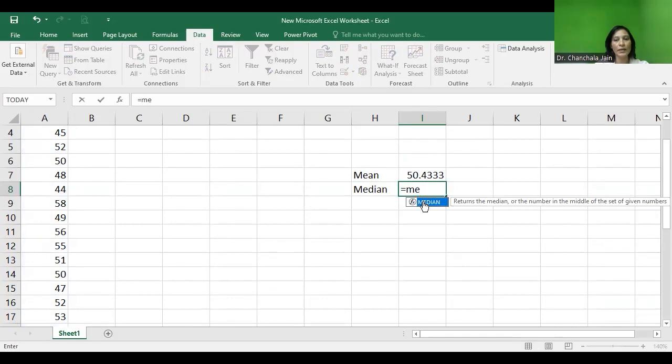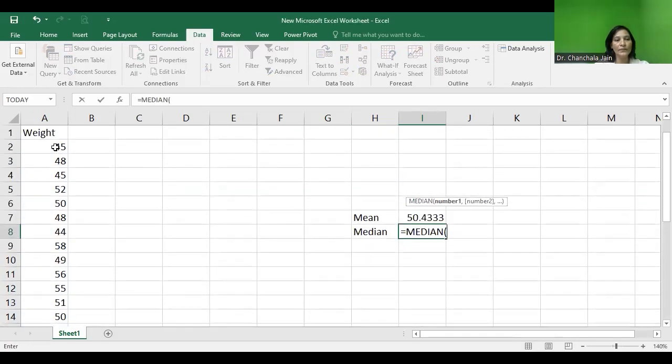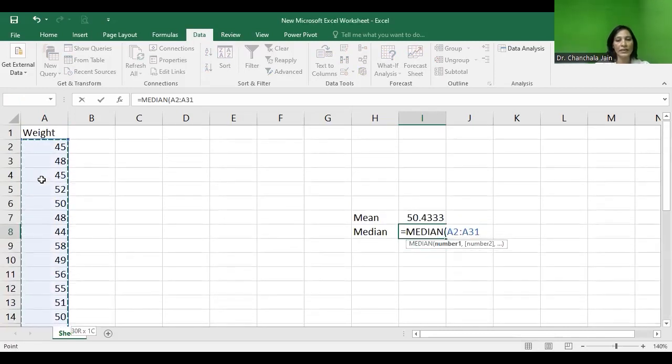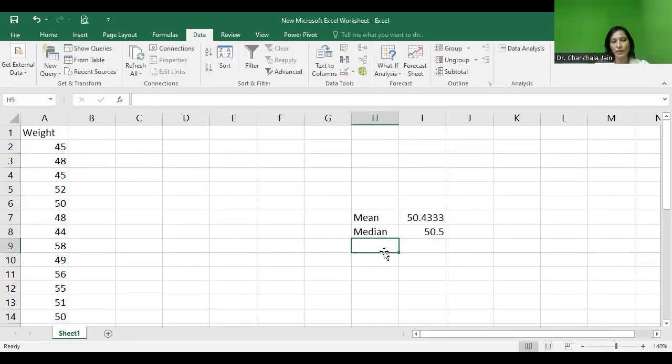So you can double click on that and then you can give the range of your data, and after giving the range, you can close the bracket and press enter to get the median value.